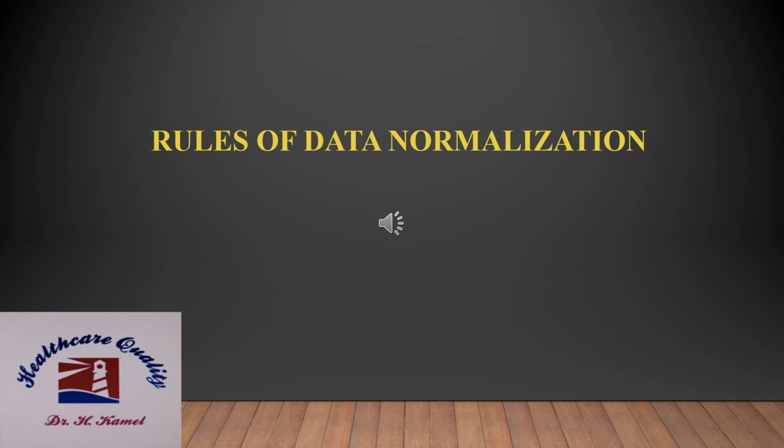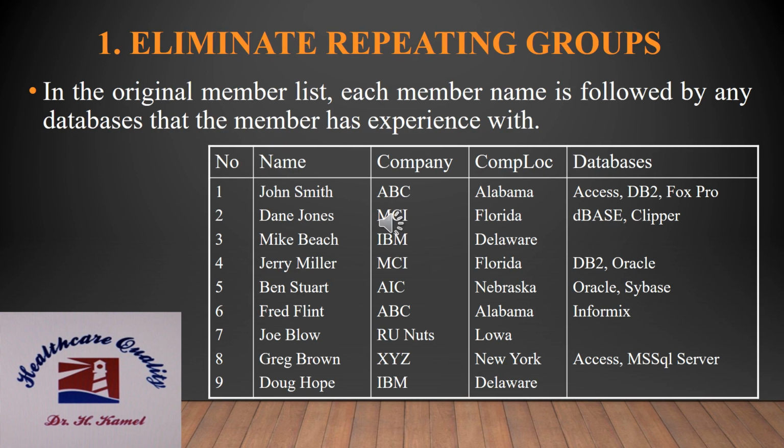Rules of data normalization. The first rule is to eliminate repeating groups. In this example, we have the original member list. Each member name is followed by any database that the member has experience with, in addition to his company and company location.